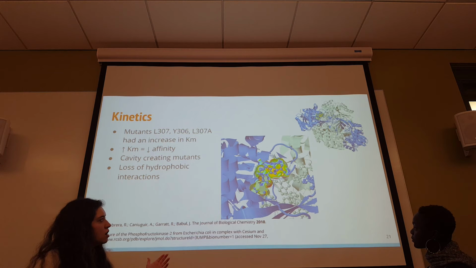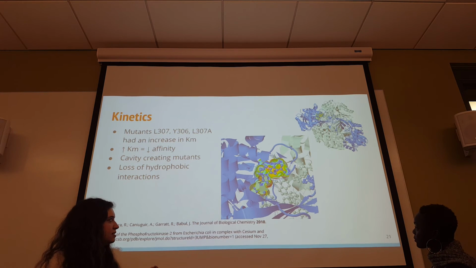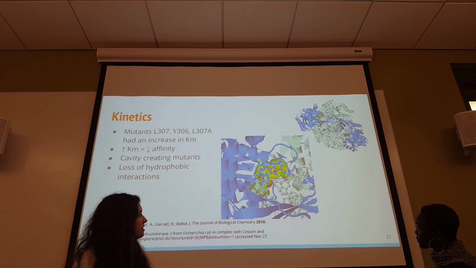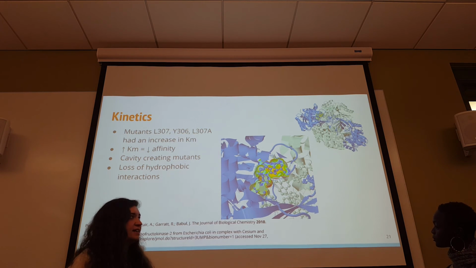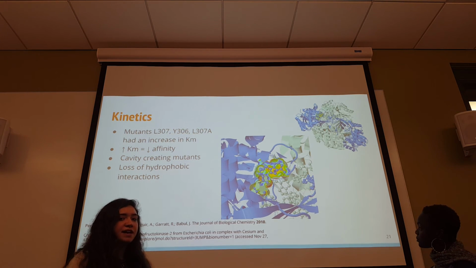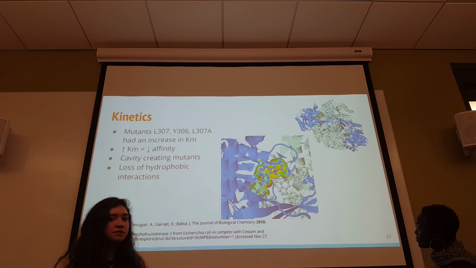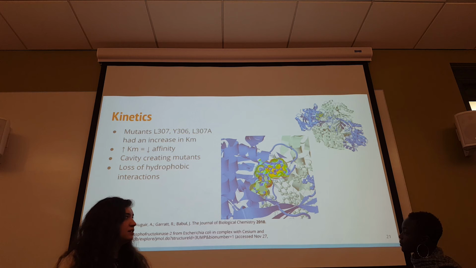You can see that there are a lot of hydrophobic interactions taking place between the ATP and the enzyme, and these interactions would not be there after the mutants were created. This is because the mutants that were created are known as cavity-creating mutants, and therefore it affects the tertiary packing around the ATP, and these hydrophobic interactions are therefore lost, which is why the affinity is lower.